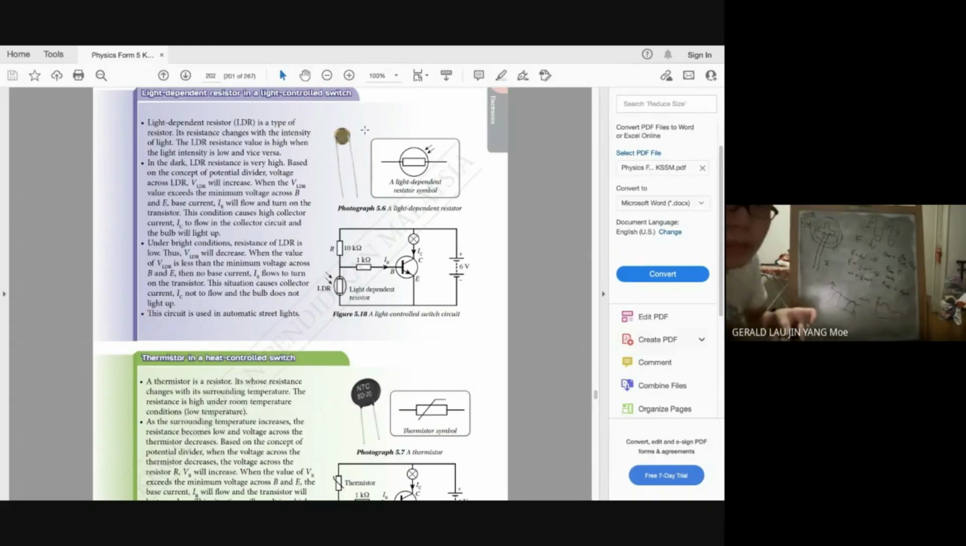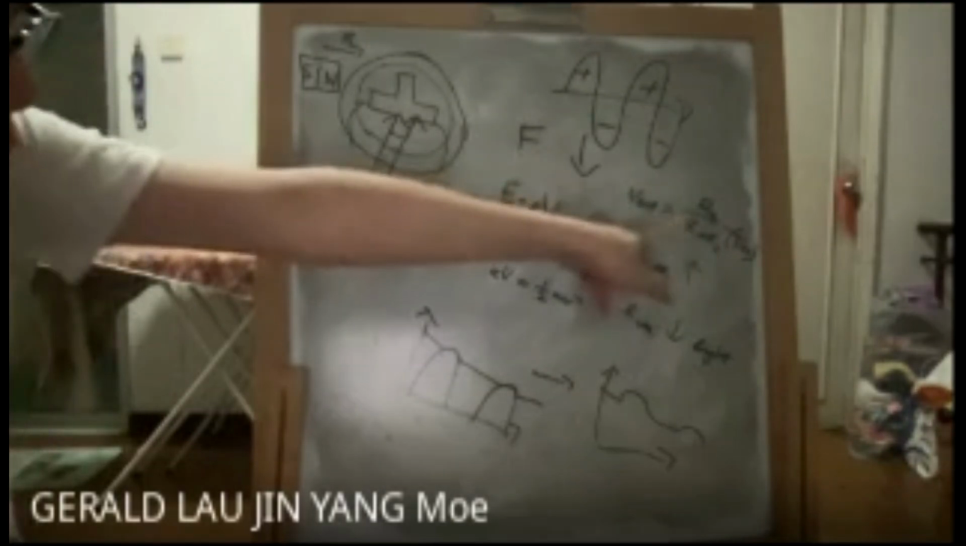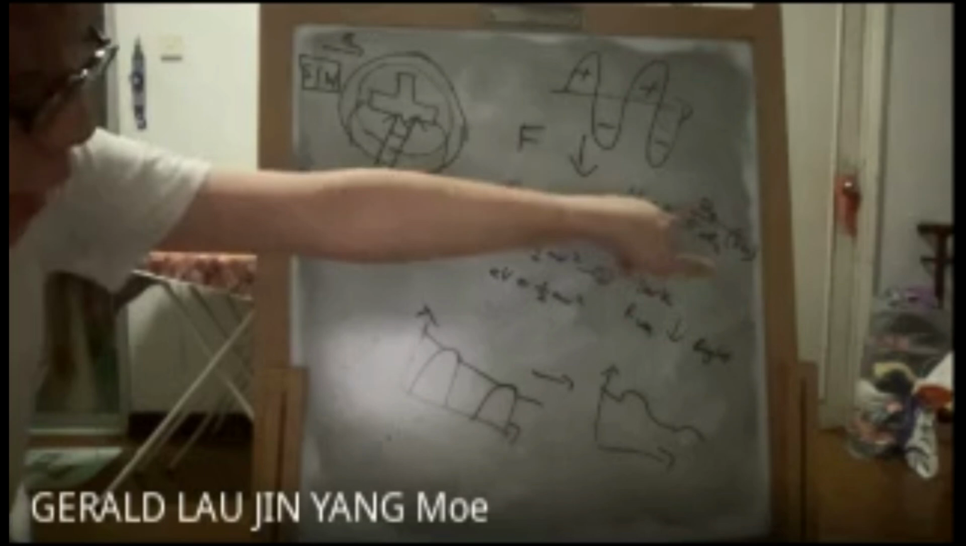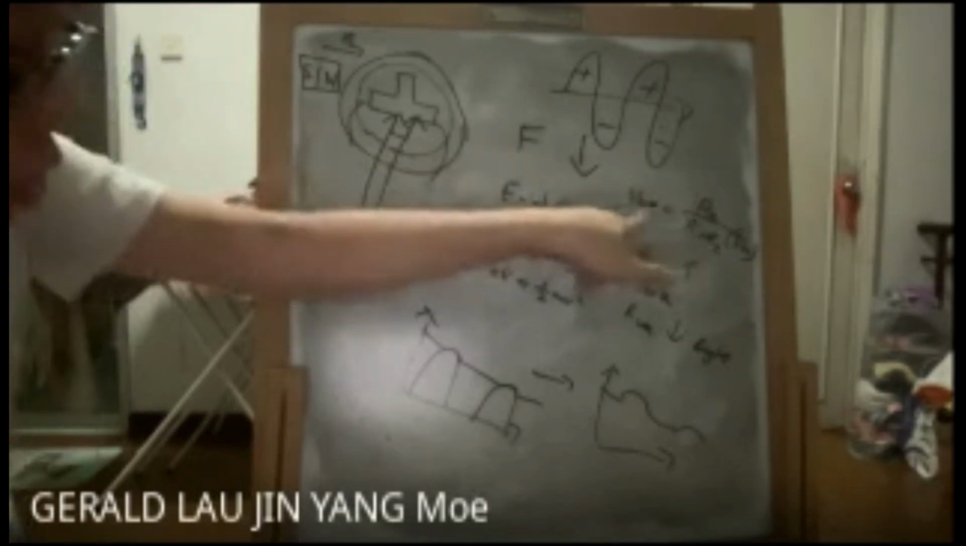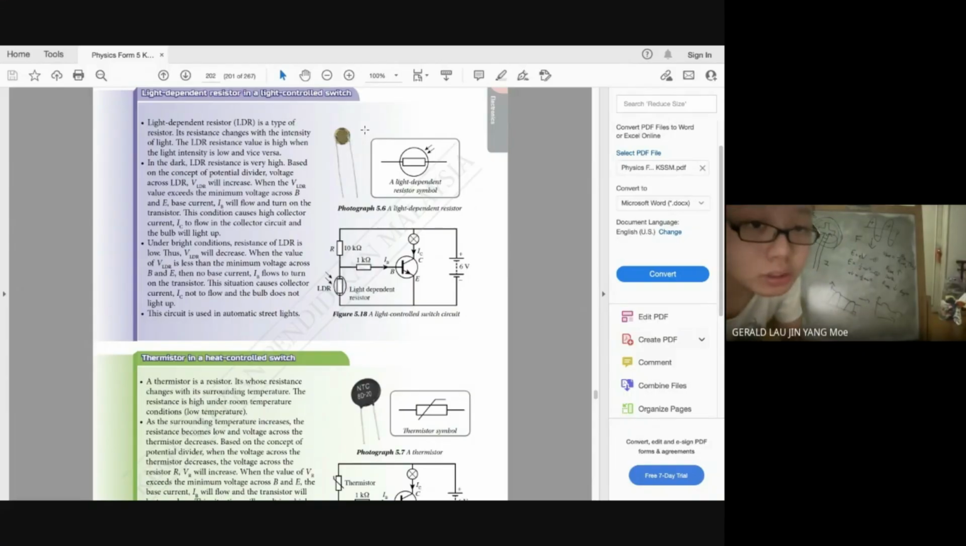Okay, so you see, in the dark, LDR resistance is very high. Based on the concept of potential divider, voltage across LDR increase because you see, your voltage is directly proportional to your R2, to your resistance. When your resistance increase, your voltage akan increase. Okay, voltage akan increase, so will exceed the minimum voltage across B and E, base current will flow and turn on the transistor.